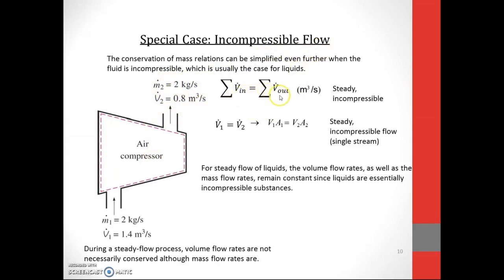For incompressible flow, the volumetric flow rate in equals the volumetric flow rate out, because it is steady and incompressible flow. So volumetric flow rate 1 equals volumetric flow rate 2, V A 1 equals V A 2. This is velocity, and this is cross-sectional area, in a steady and incompressible flow for a single stream: one input, one output. For steady flow of liquids, the volume flow rate as well as the mass flow rate remain constant, since liquids are essentially incompressible substances.